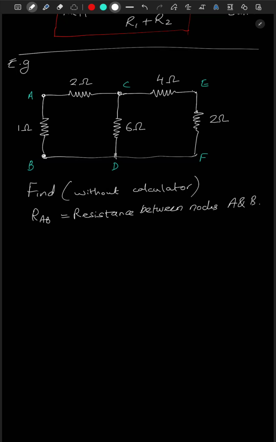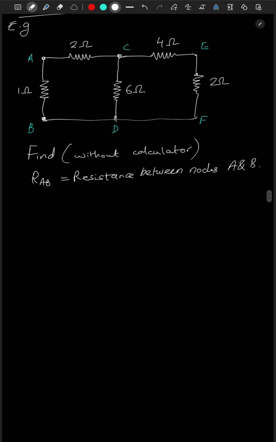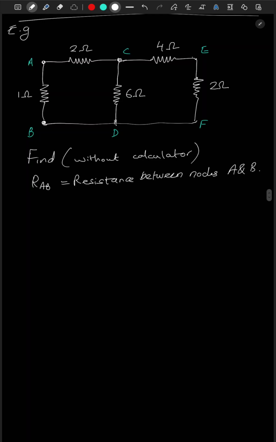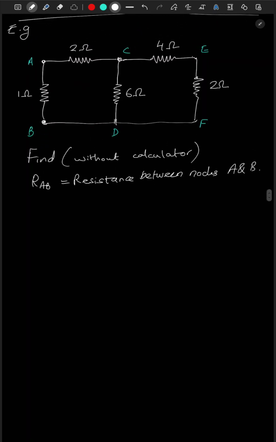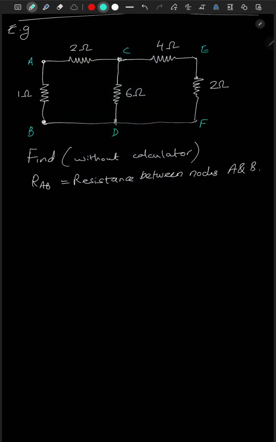Let's see an example on calculating resistance. So here we have a circuit. We are asked to find, without a calculator, the resistance between node A and B. To start, we have to assume that a current flows from A, so it is entering the node at A and leaving the node at B.